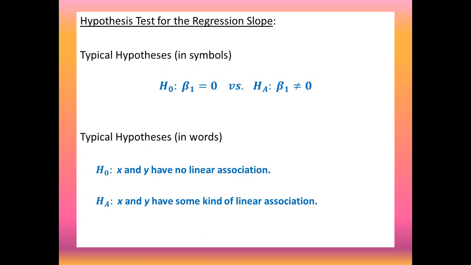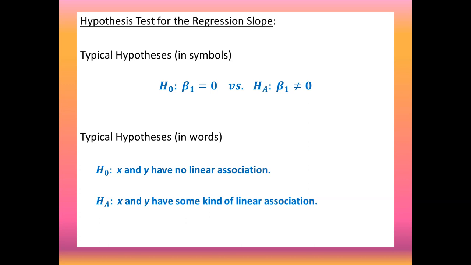A hypothesis test for the regression slope. These are the typical hypotheses, where really what you're doing here is looking for evidence of a non-zero slope, which would be the same thing as looking for evidence of some kind of linear association between the 2 variables. I suppose you could have a one-sided alternative if you wanted one, looking for evidence of a positive association or evidence of a negative association between the 2 variables, but that's not as typical as this.